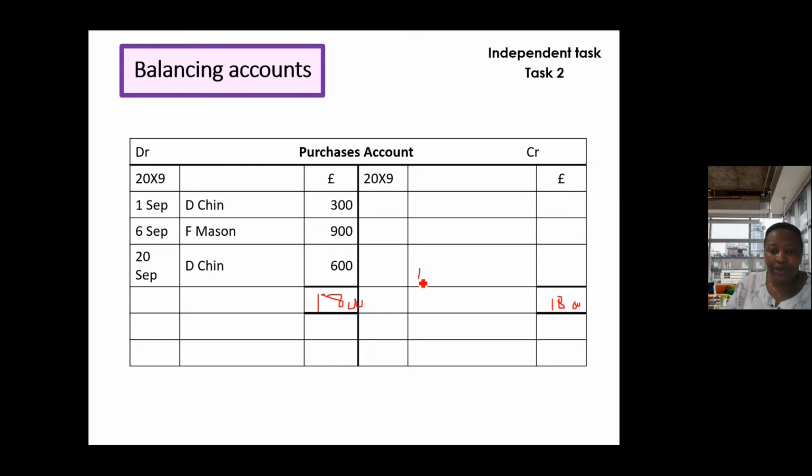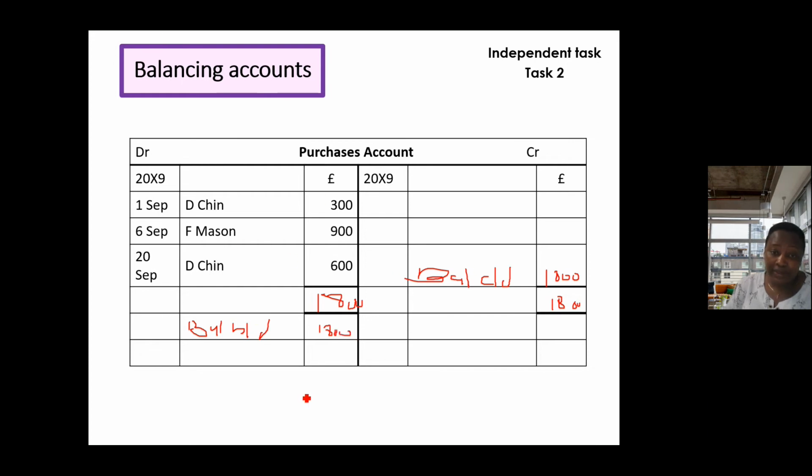And here you have your balance carried down. So let it be your balance carried down 1,800. And you can then have your balance brought down here. Balance brought down, and then that will be 1,800.